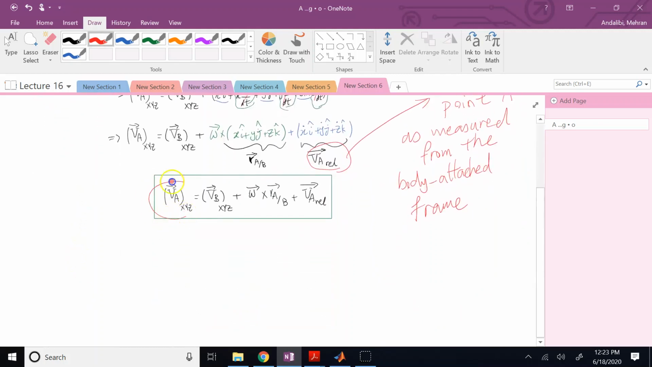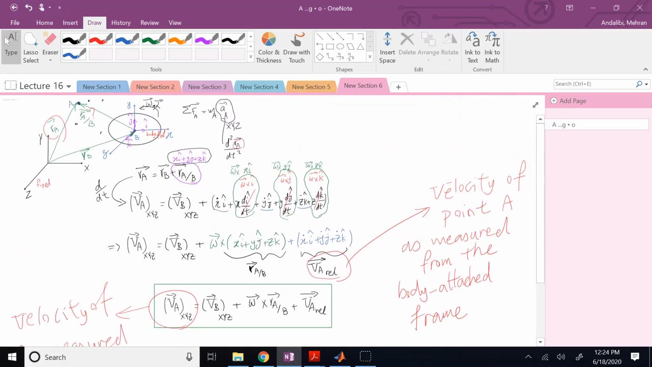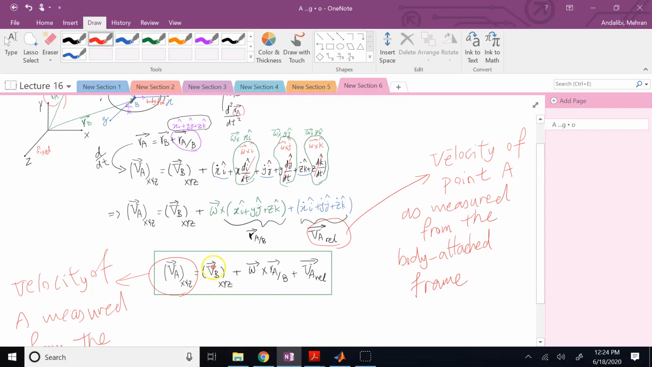But what is this one? This is the velocity of A measured from the fixed frame. This is the one that we rely on, but since we could not measure it directly, we send our agent in, and to calculate that, we need to know how fast the agent is moving with respect to us. Then there is the extra term, because the agent is rotating, that causes an additional velocity term.